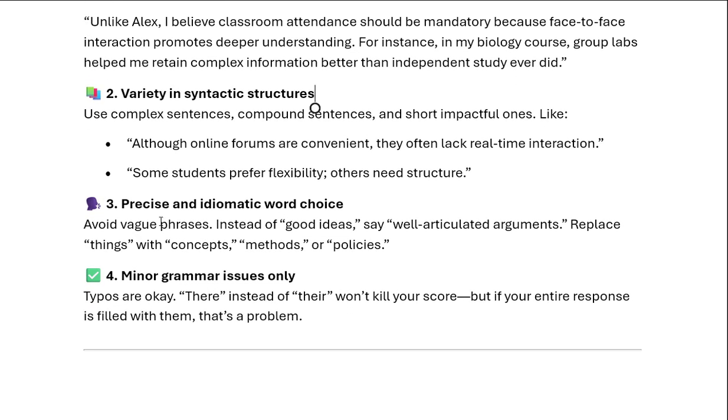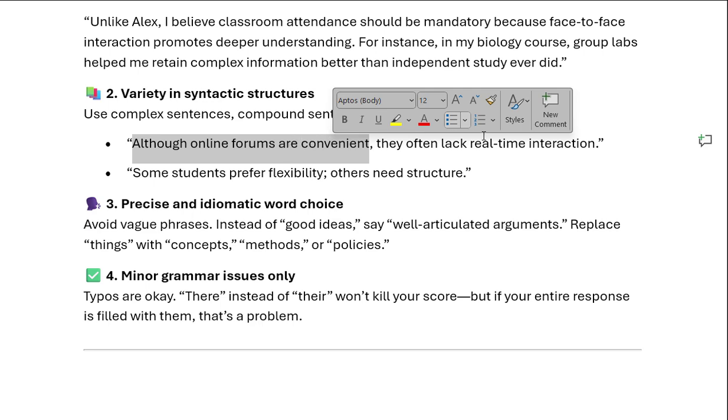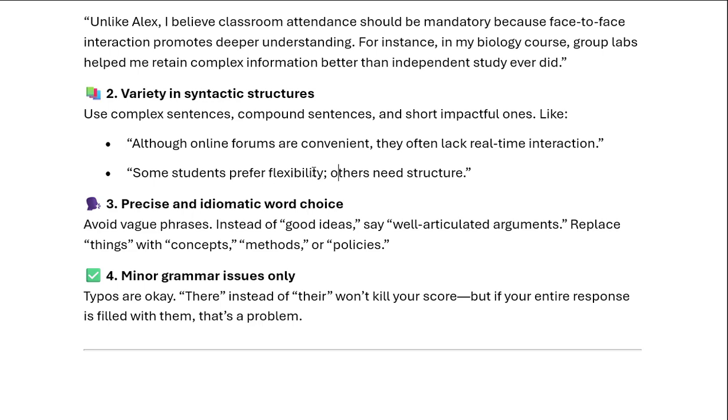Okay, number 2, variety in syntactic structures. Use complex sentences, compound sentences, and sometimes short, impactful ones. Like, although online forums are convenient, they often lack real-time interaction. So notice here, I have this adverbial clause, this dependent clause, in the beginning of the sentence. Then I have the main part of the sentence after that. And that's why that's a complex sentence. Or I can have two short, simple sentences separated by a semicolon if I want to emphasize both ideas as main points. Some students prefer flexibility; others need structure.